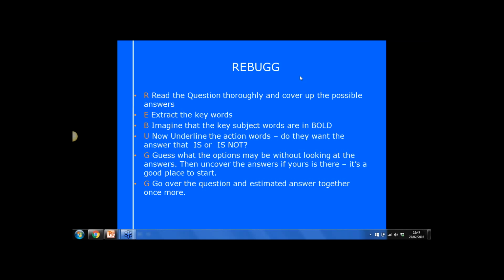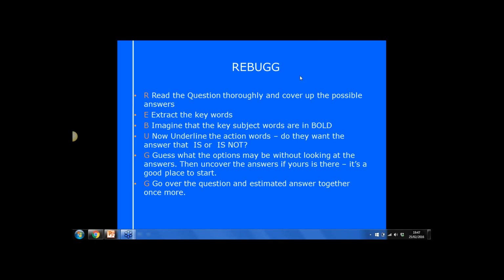Then this is the next bit. You get to guess. Guess what the options are and what you might think the answer is. So you don't uncover it yet, and you just think, if that's the question they're giving me, what might the answer be? And then uncover and have a little look to see if your answer is there. If it's there, maybe a little tweak of some wording, but if it's there, really read the answers to check you've got the right one, and that's a good place to start. Go with that one. If it's not there, or if you have done it but you're not so sure, go over the question and estimate the answers one more time.